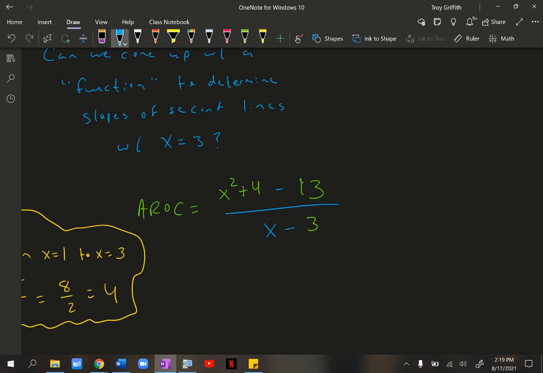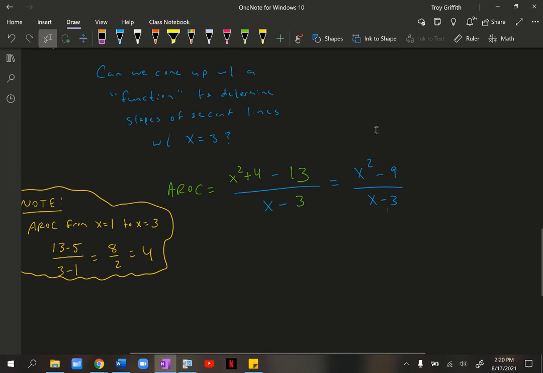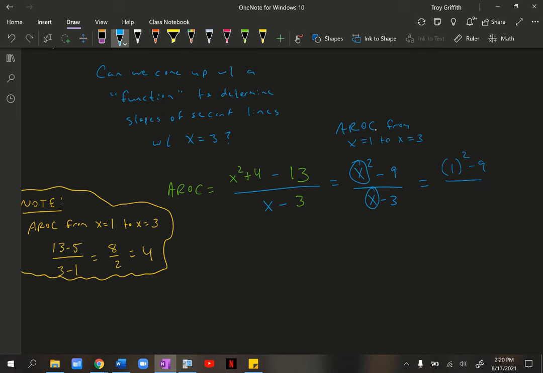Now we could obviously simplify this down a little bit. X squared, 4 minus 13 is minus 9, and this is x minus 3. And just check this out. If I wanted to see if this formula works, let's say I wanted to find the average rate of change from x equals 1 to x equals 3. I would go to this expression that I've come up with, and I would plug in 1 for x. We actually already calculated this ourselves. We said the answer should be 4. Let's see if this function that we came up with works.